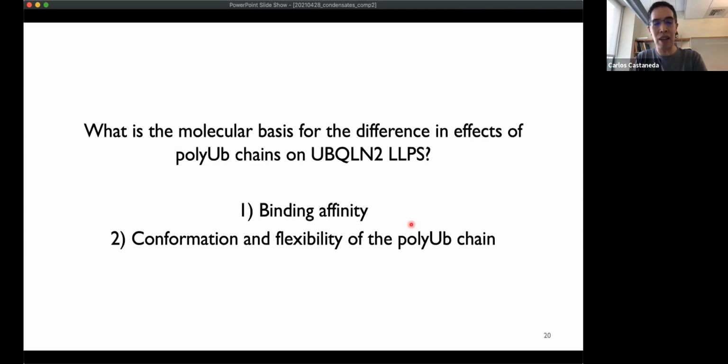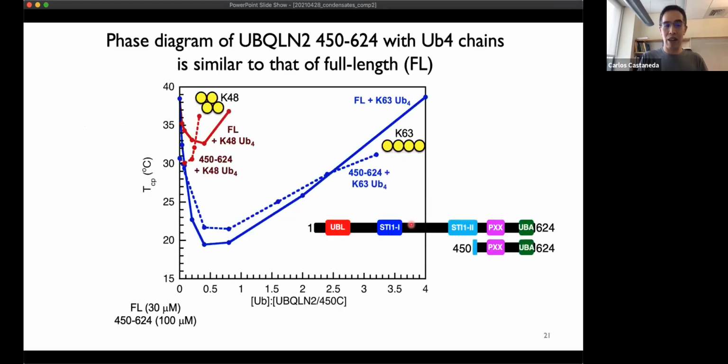So what is happening? Is there a change in binding affinity? Is there a change in the conformation of the chain? Does that impact how this is working? The accessibility of the binding patch for ubiquitin, right? So we turned to doing NMR again, and we switched this time.